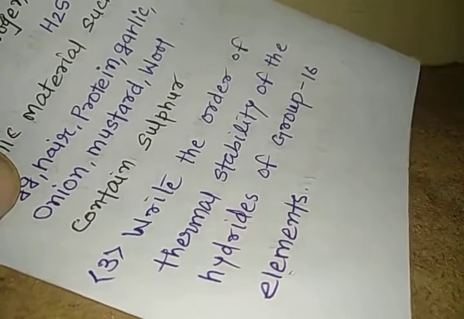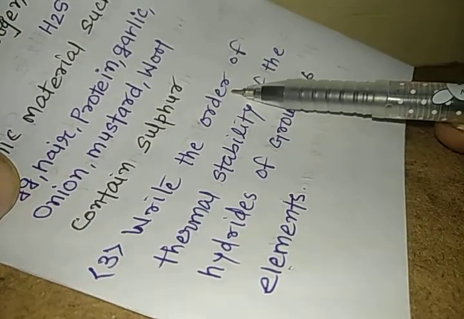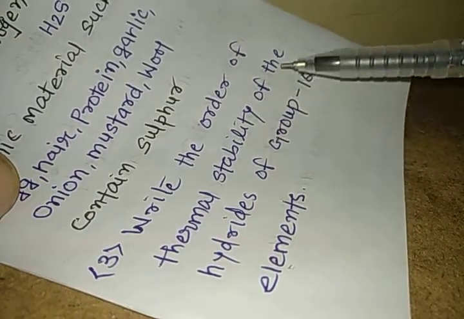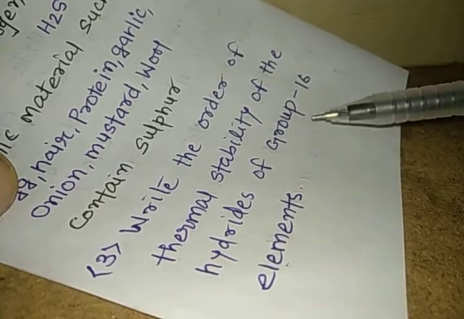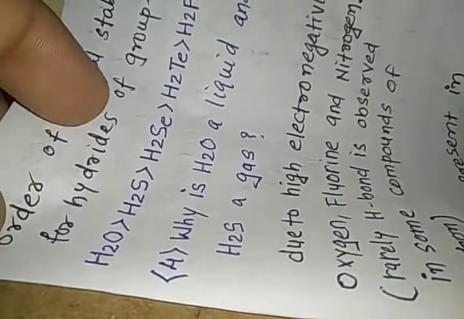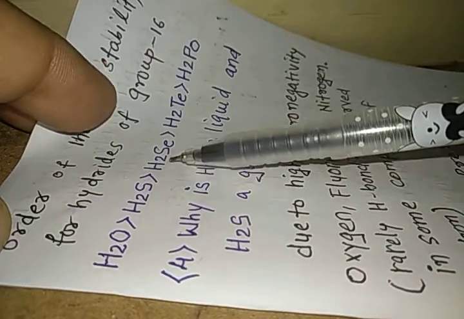The next question. Write the order of thermal stability of the hydrides of group 16 elements. Thermal stability depends upon the bond dissociation enthalpy, and bond dissociation enthalpy decreases going down the group, so the order of thermal stability also decreases.